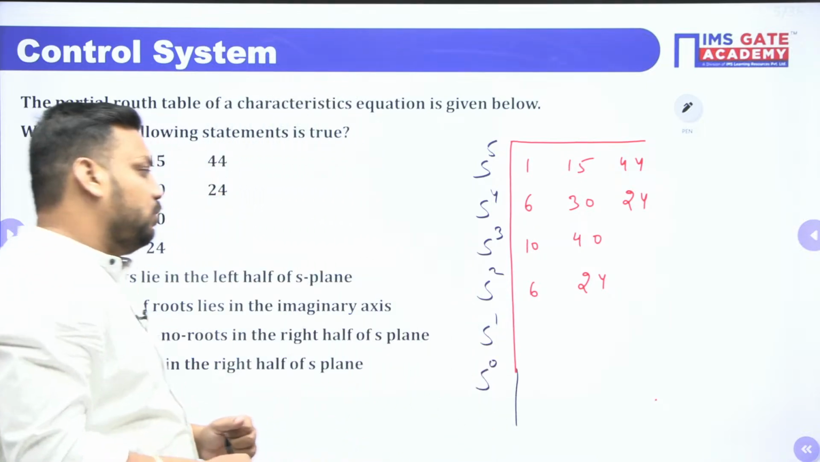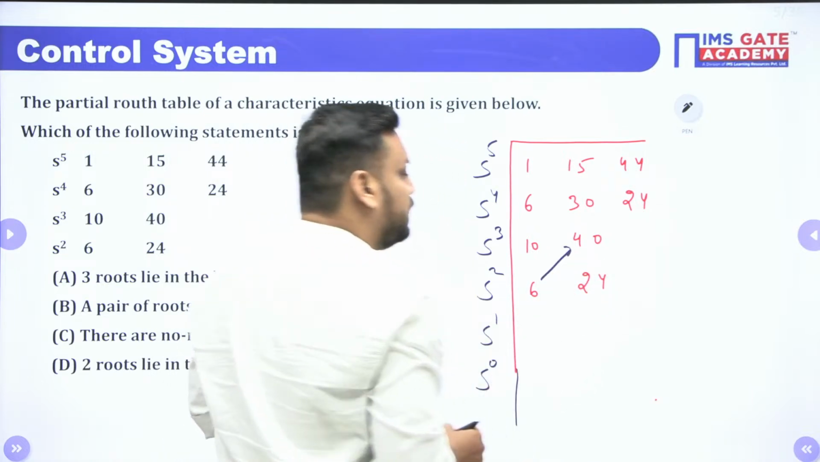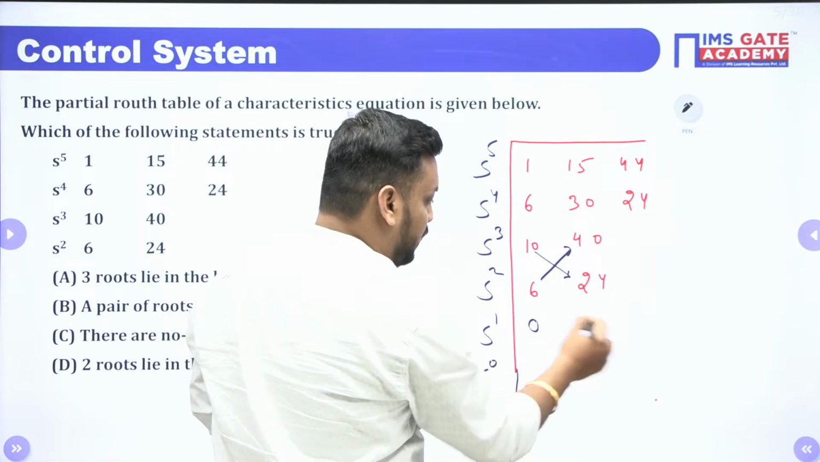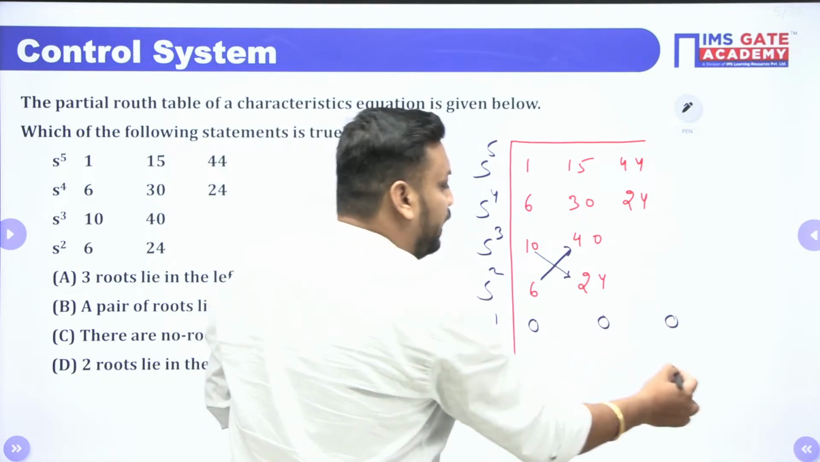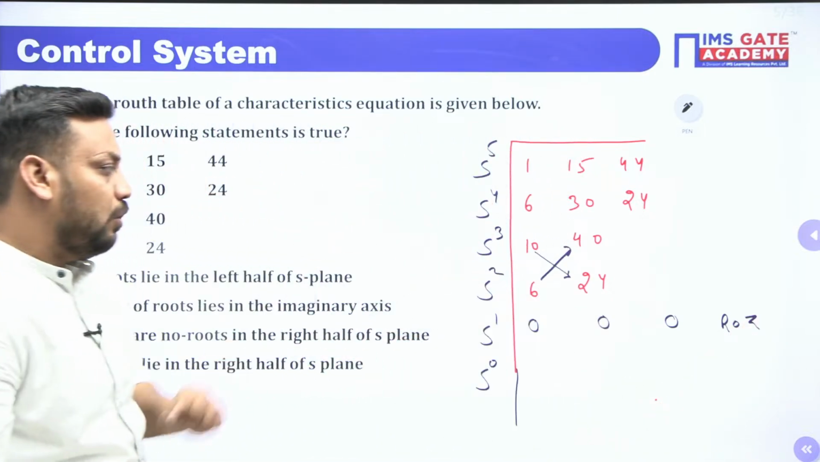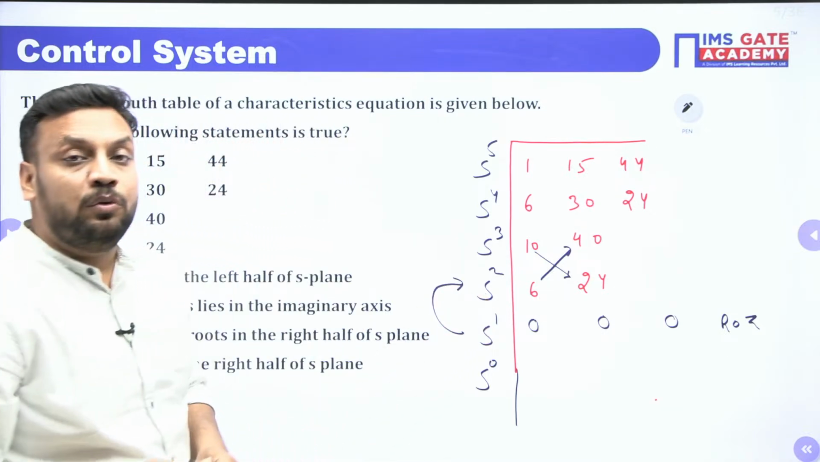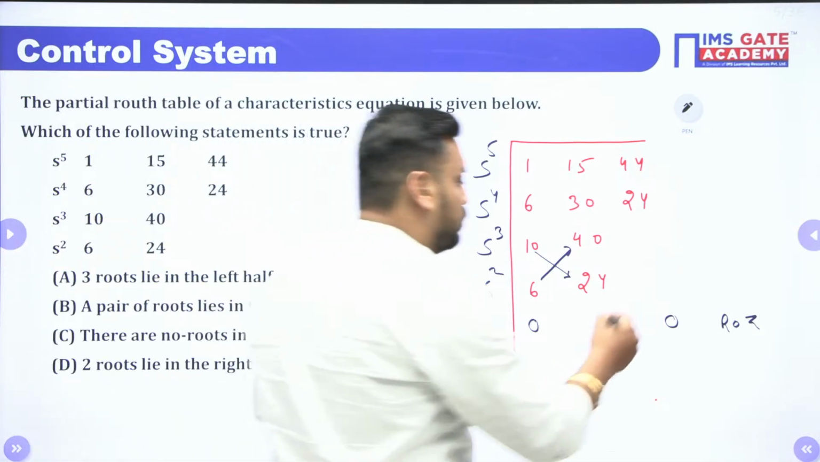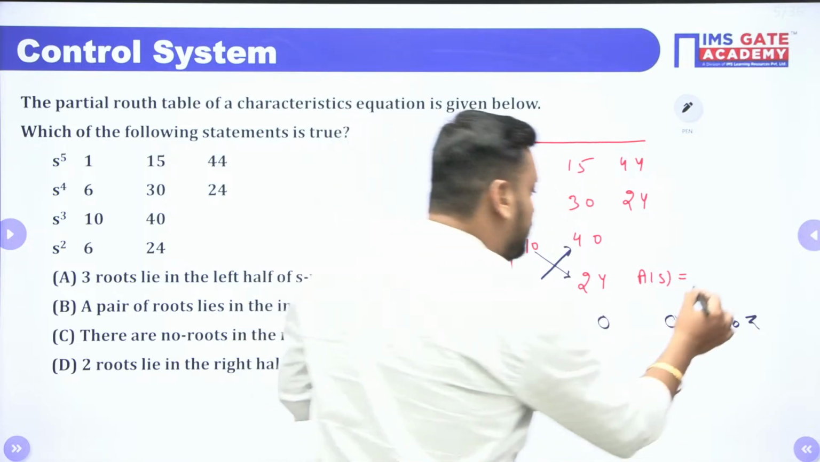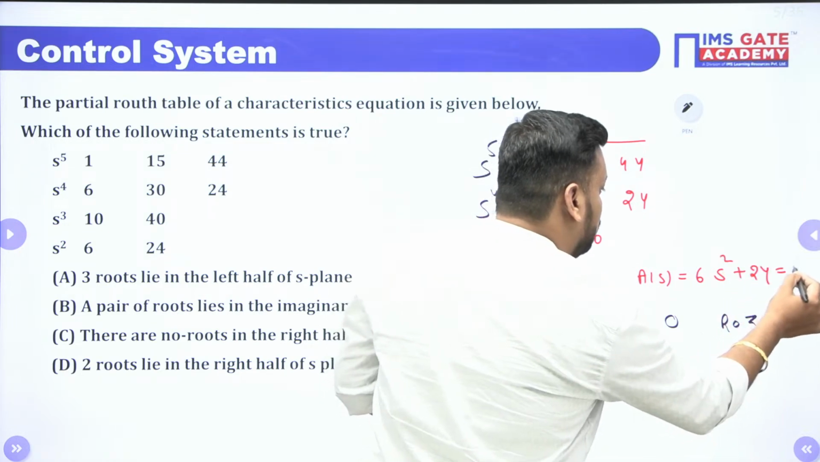It means, dear student, if you continue this Routh table, you have to multiply 6 into 40, so 240 minus 10 into 24, 240 minus 240, it is 0 only. So here you will get a row of zeros. So guys, this is your row of zeros and you can construct the auxiliary equation by using the coefficients of the row above the row of zeros. So if I write the auxiliary equation here, will I get 6s square plus 24 equal to 0? Is it clear, guys?